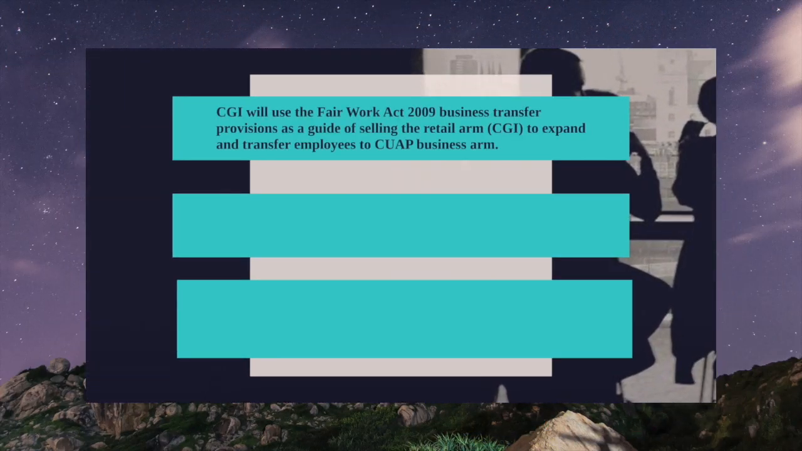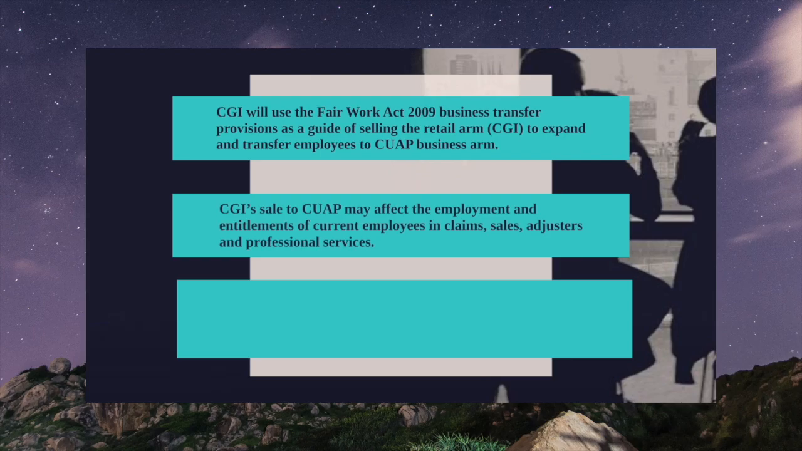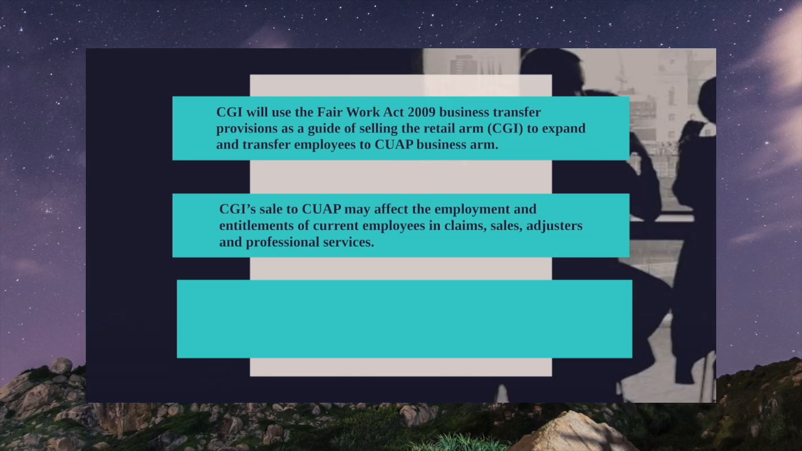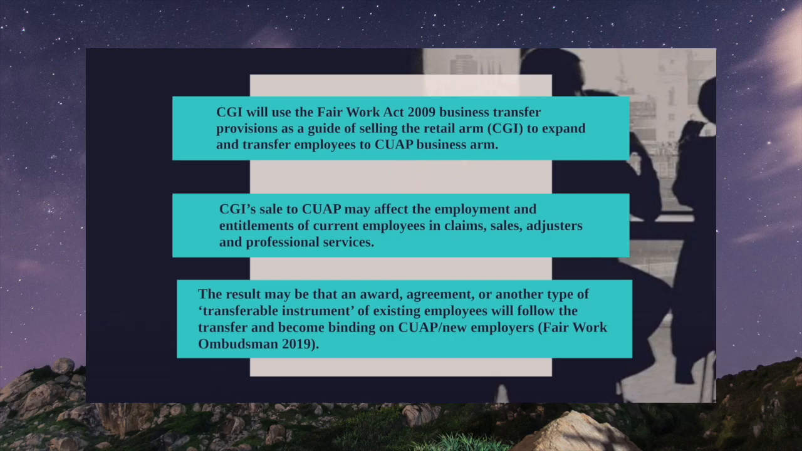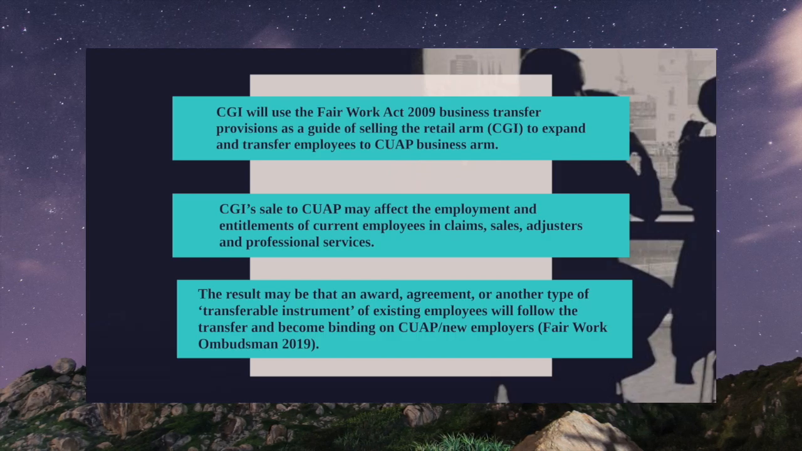CGI will use the Fair Work Act 2009 business transfer provisions as a guide for selling the retail arm, CGI, to expand and transfer employees to the CUAP business arm. CGI's sale to CUAP may affect the employment and entitlements of current employees in claims, sales, adjusters and professional services. The result may be that an award, agreement, or another type of transferable instrument of existing employees will follow the transfer and become binding on CUAP as the new employer.